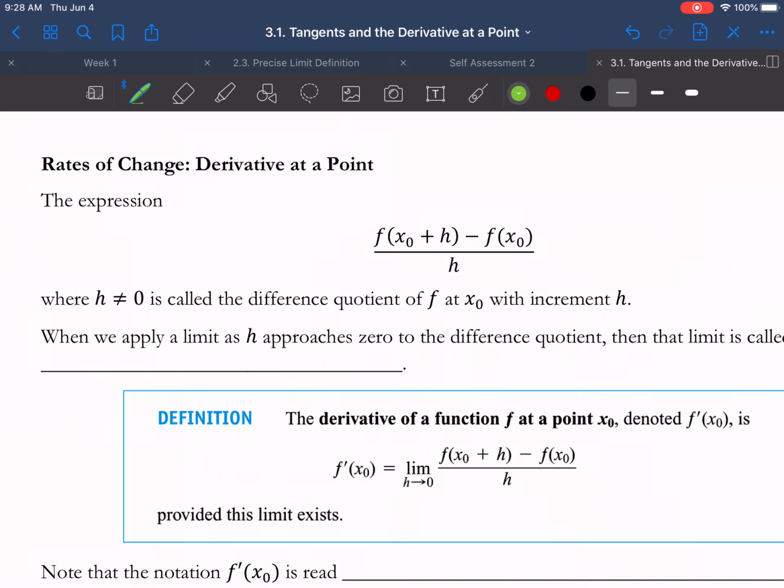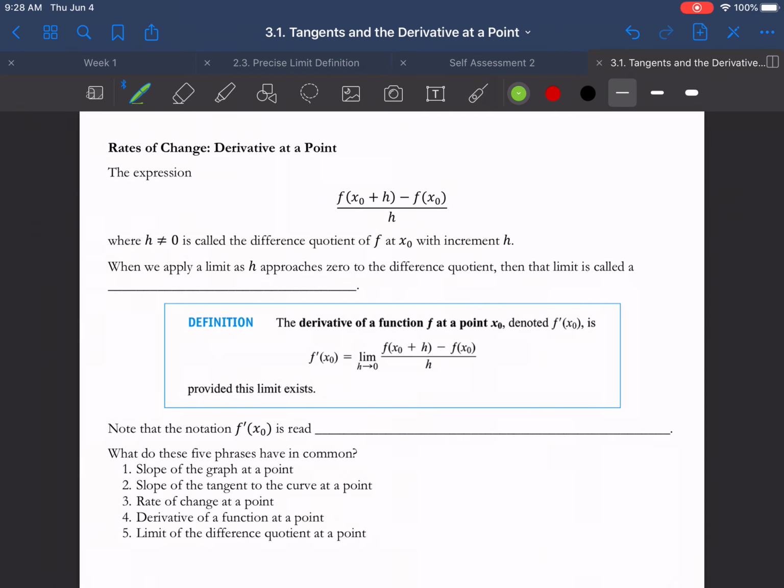Okay, rates of change, derivative at a point. So let's take a look here. The expression f of x plus h minus f of x over h, where h does not equal 0, is called the difference quotient of f at x naught with increment h. When we apply a limit as h approaches 0 to the difference quotient, then that limit is called a rate of change.